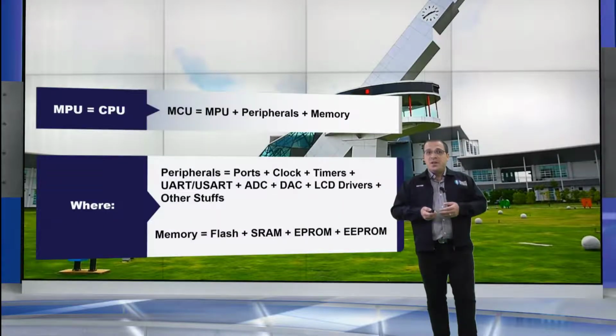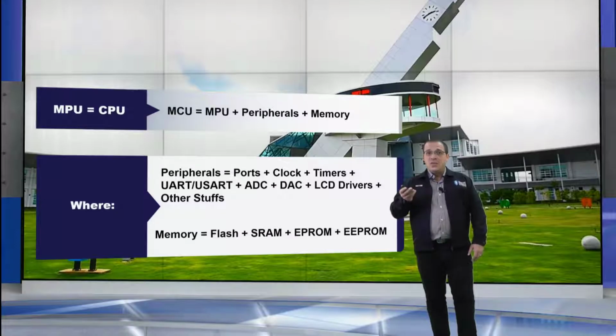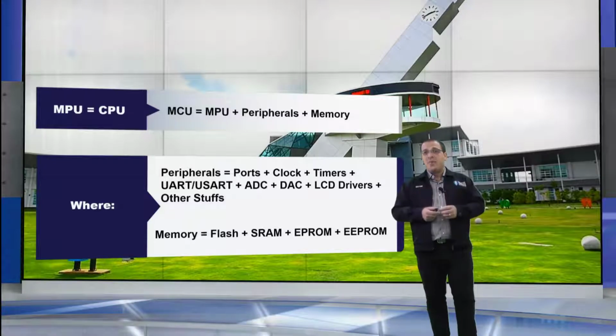To make things simpler, we can say the MPU is the CPU. That means the microprocessing unit is actually the central processing unit. The MCU, the microcontrolling unit, consists of the MPU, the microprocessing unit, and other peripherals and memory. So memory, peripherals, and CPU make the microcontroller. That's why we say a microcontroller actually is a computer.